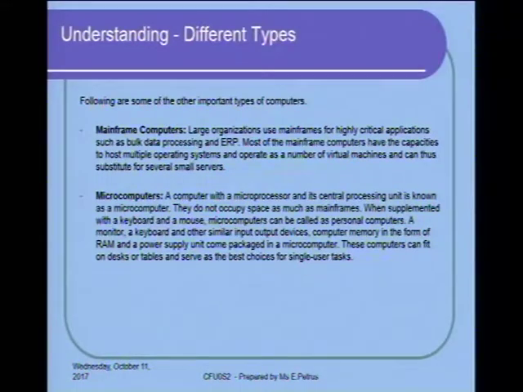Okay. Let's look at what the mainframe computer is. Large organizations use mainframes for highly critical applications such as bulk data processing and ERPs. Mainframe computers are the biggest computers, and they don't really exist in many companies. Many companies are more into smaller computers. Mainframes are used in big companies like, let's say, Google. If you have heard of Google, it is a company that deals with a lot of different things when it comes to computers, internet, and stuff.